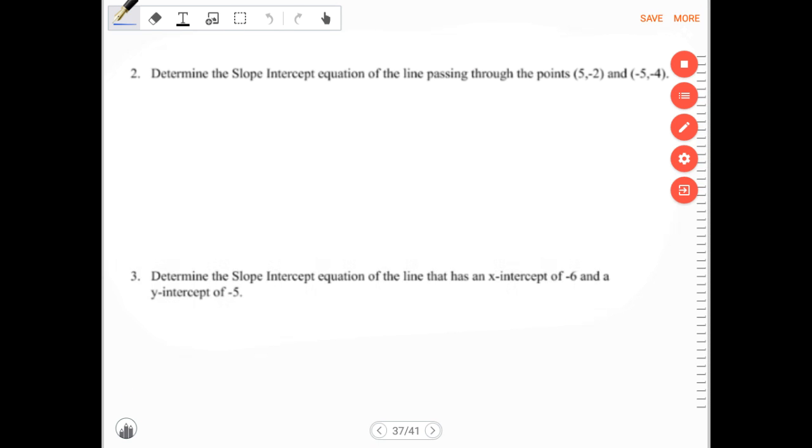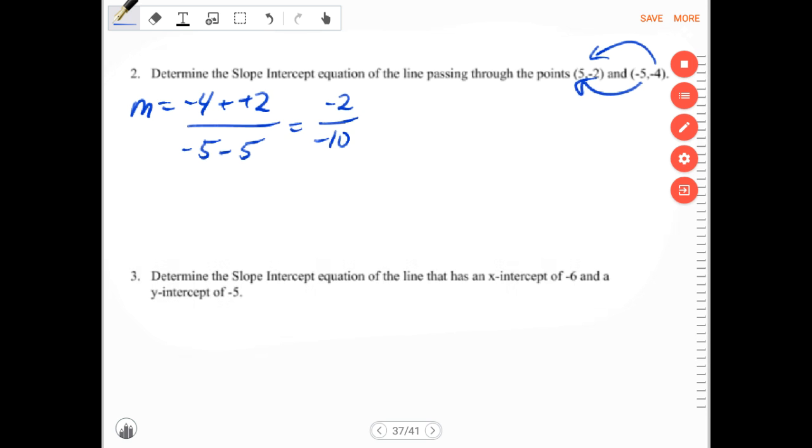Okay, so we need to find the slope first. So slope equals -4 minus 2, right? I'm going this way, minus a -5 minus 5, so this ends up with -2 over -10, so we have a slope of positive 1/5. All right, so that's easy enough. Now, just pick a point. It doesn't matter which one. How about we pick this one? I don't know, because it's first.